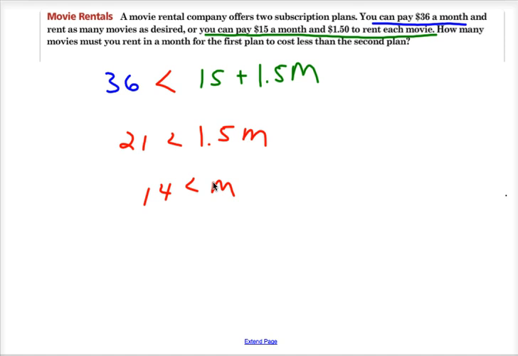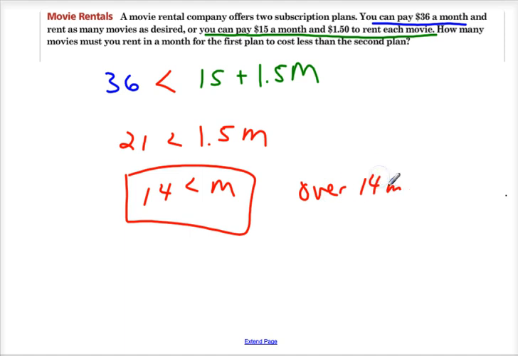So if you want to make the first one the way to go, you need to rent over 14. You need the number of movies to be greater than 14. If it was 14, that would mean they're exactly the same, and it doesn't matter. But 14 is the magic number. Over 14 movies. If you have a word problem, it's nice to answer the word problem with units and in words, and not just give me a number, so we can see that you understand what's going on.